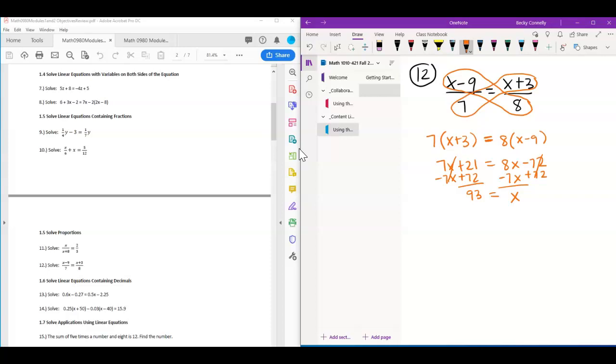Okay, so somebody asked, is it only with proportions that we can multiply diagonally? And that is true. It has to be one fraction equal to another fraction. If we had something like this, and then out here it was x plus 3 over 8 plus 5, it's no longer a proportion. And so we wouldn't be able to do that.